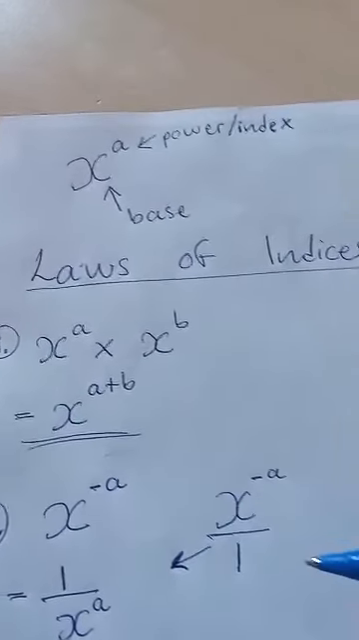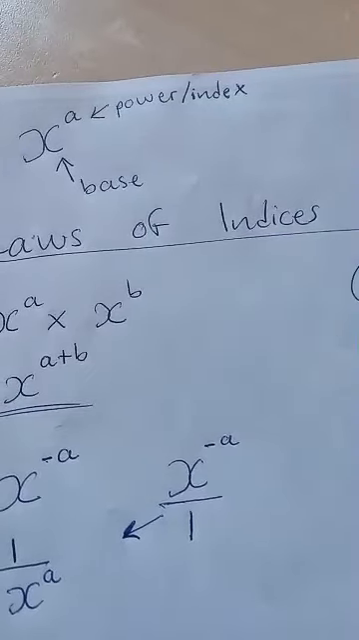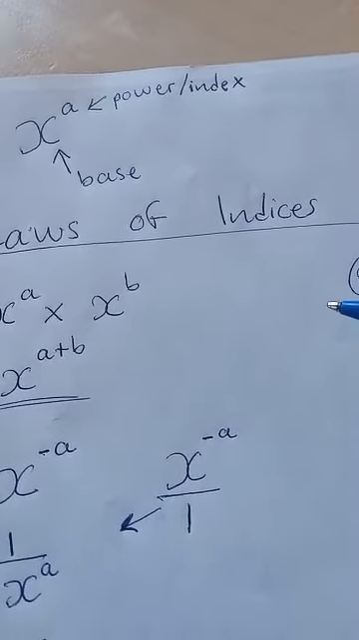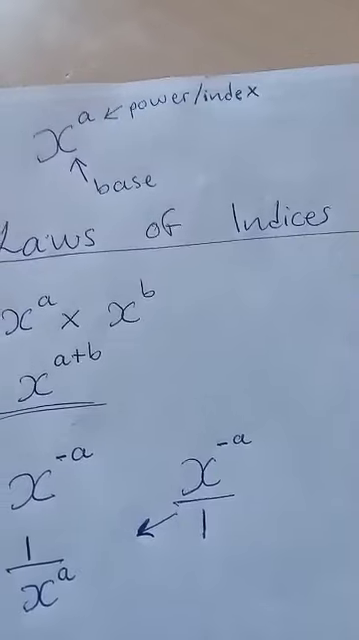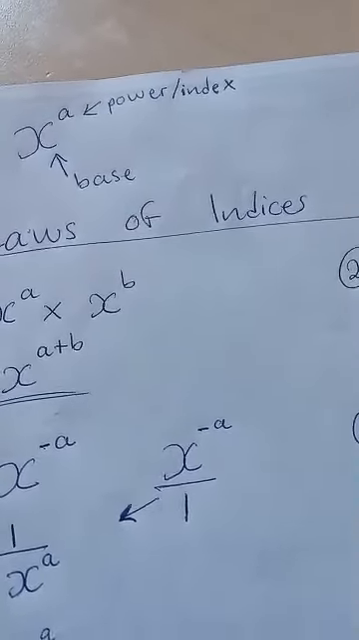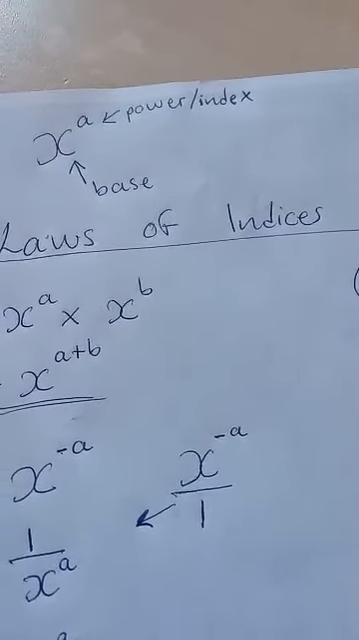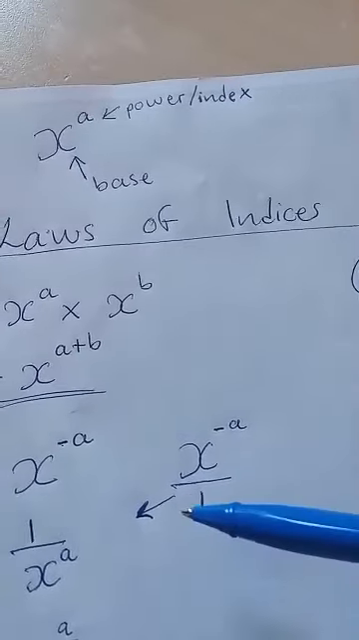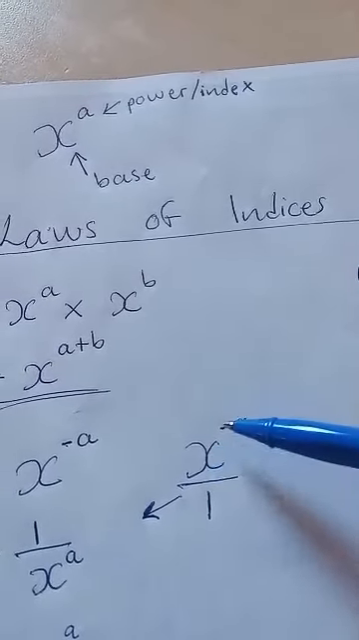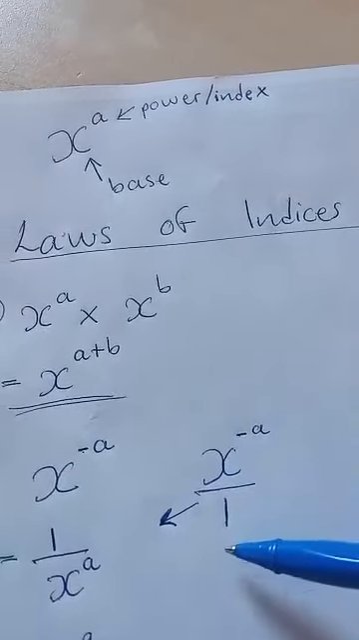Usually when you are given an ordinary number, it is over 1. Say we are given 5, it's 5 over 1. 100 is 100 over 1. If it is 1,000, it's 1,000 over 1. Any number that you are given is over 1, like what we have here. So x to the power negative A is the same as x to the power negative A over 1.